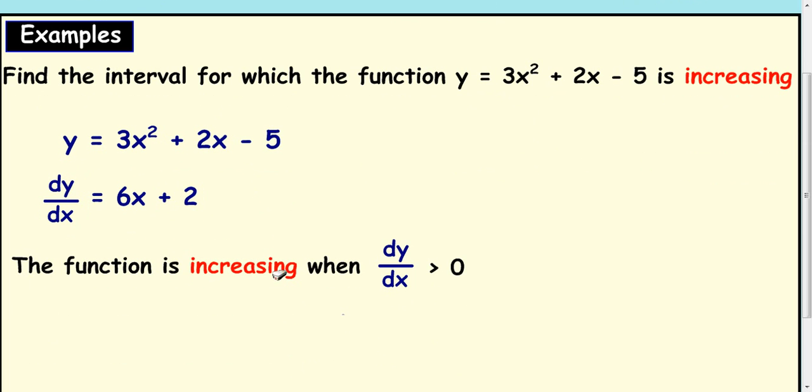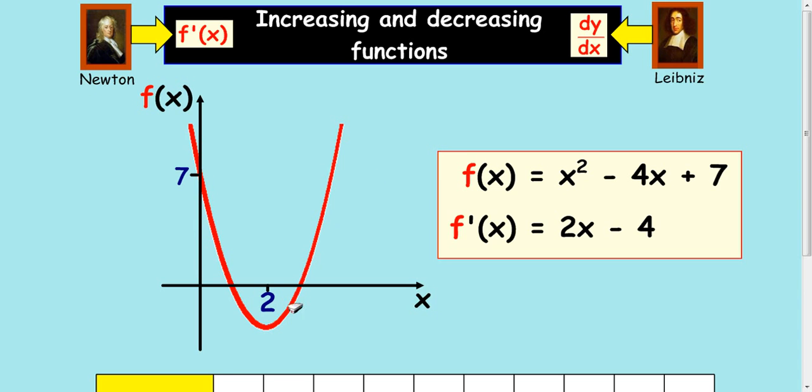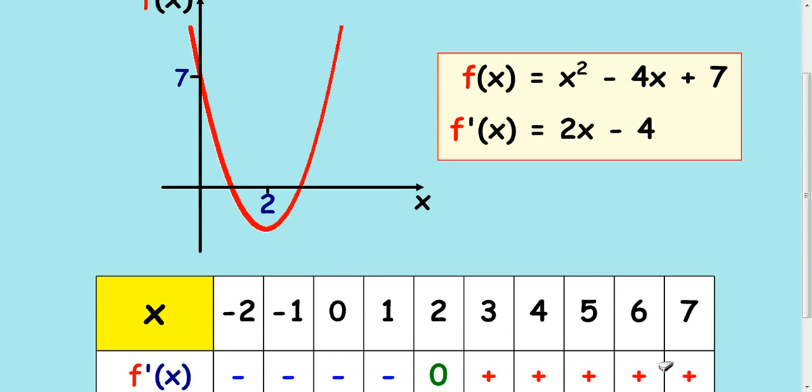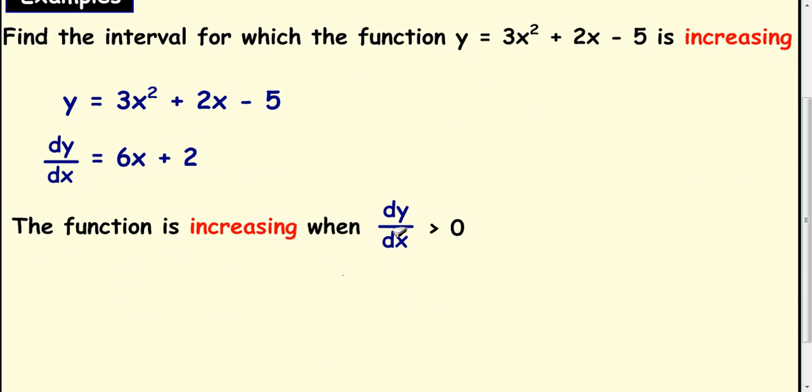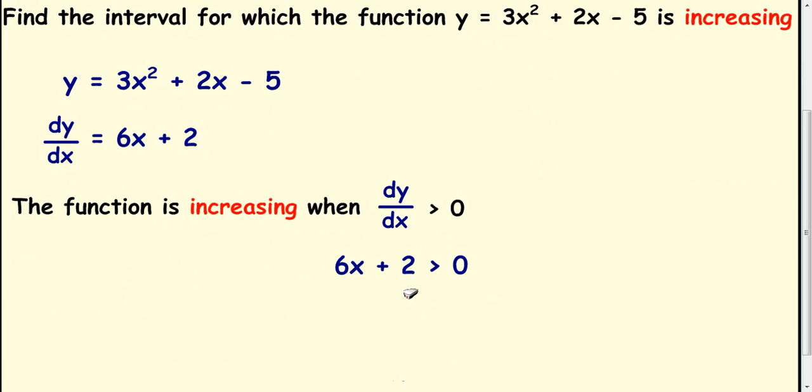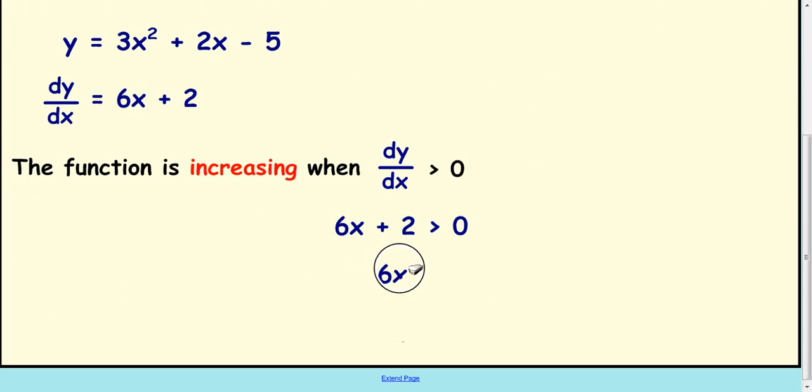Now this function is increasing when the derivative is positive from the graph before. So it was increasing after 2, which gives positive answers. So that sets up an inequality. If it's increasing only when the derivative is greater than 0, that means 6x plus 2 needs to be greater than 0. So we solve that, subtract 2 from both sides, divide by 6. That would give negative 2/6, and that simplifies to negative 1/3.